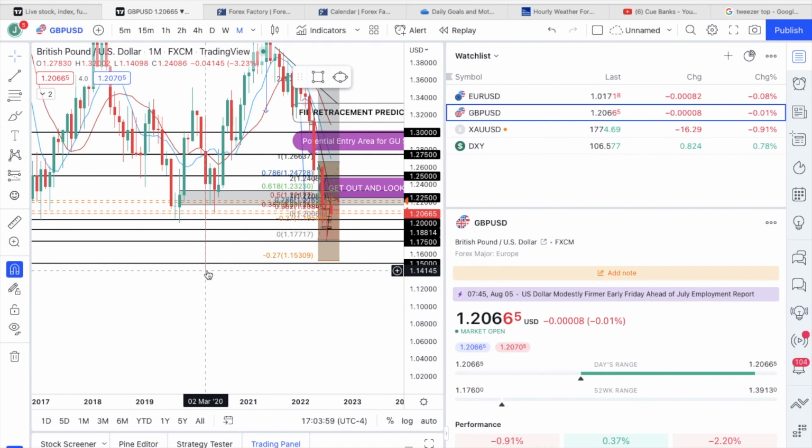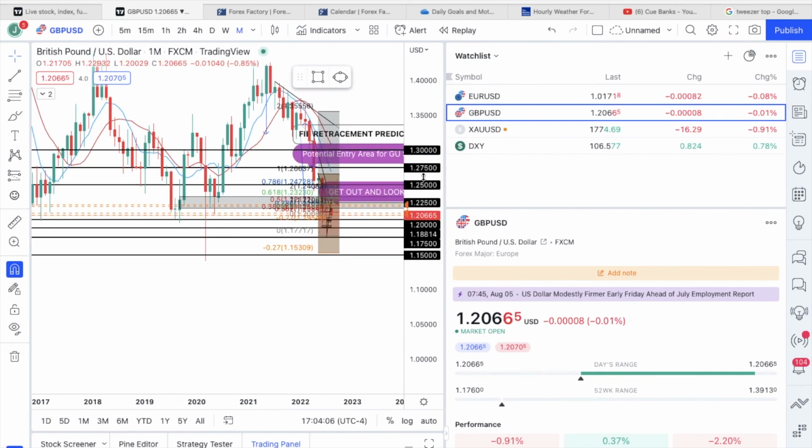I've been telling people this. Oh my God, GU to pre-COVID levels, guys. We're bearish GU.